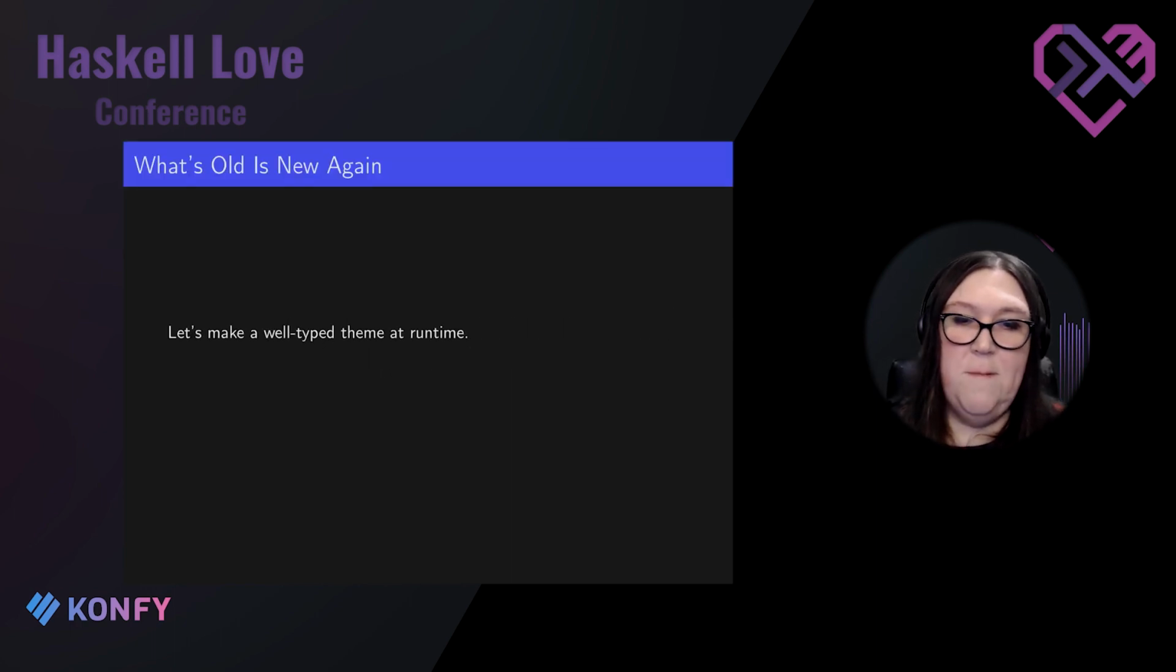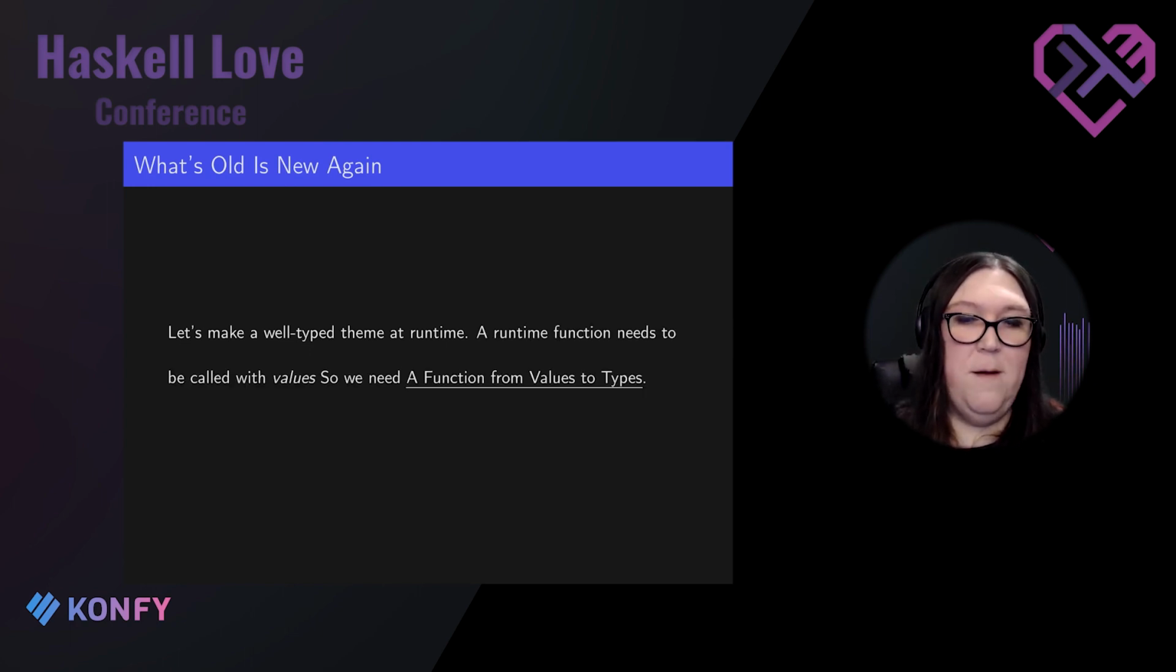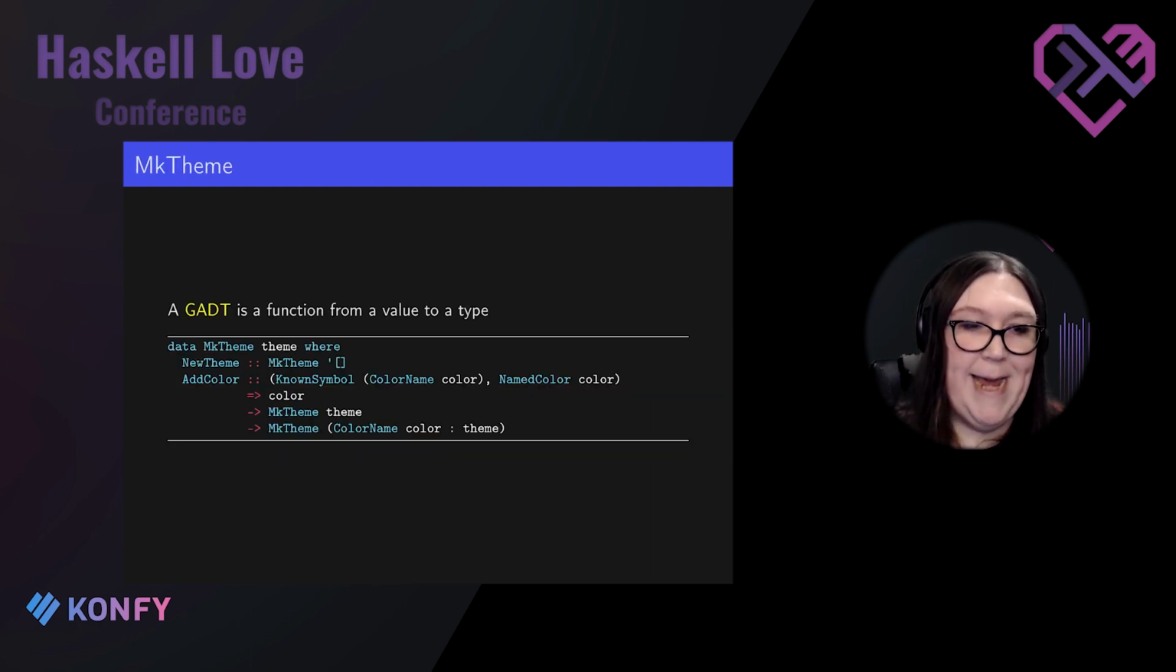We want to make use of this in order to build a well-typed theme at runtime. So our type is something that we need to know at the type level in order to validate that our colors exist. But if we want to build this thing at runtime, that's going to be some sort of runtime value. So what we're going to need here is a function from values to types. We've seen that functions from types to values are type classes, and from types to types are type families. A function from a value to type is what we call a GADT.